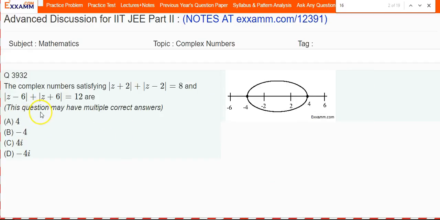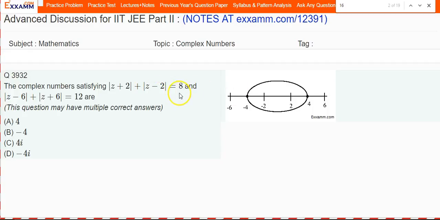Now let us take another very beautiful example to explain the concept of an ellipse in the complex plane. Now here modulus of z plus 2 plus modulus of z minus 2 is given as 8. So as always, we will first check whether modulus of z1 minus z2, that is 2 minus minus 2, that is modulus of 4, is equal to this number, but it is not.